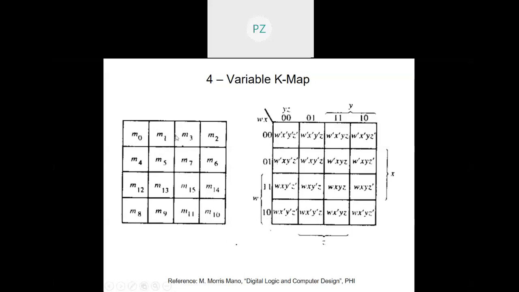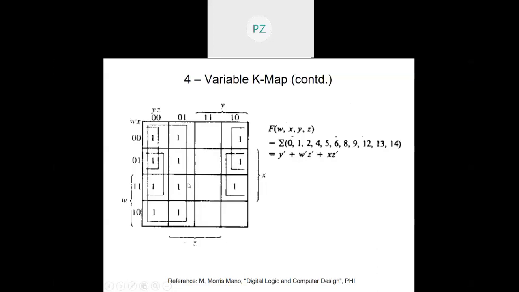So I must know the numbering. When I am sequencing it like this, I must know the numbering. 0, 1, 2, 3, 4, 5, 6, 7, 8, 9, 10, 11, 12, 13, 14, 15. So using this sequence, let me populate my K-map with the given function to be minimized. So 0, 1, 2 were there, so I place 1 at all these 3 places, and 3 is blank.